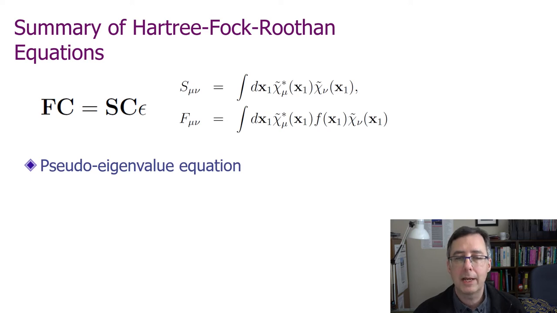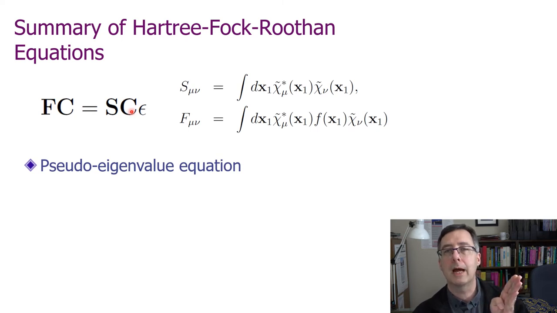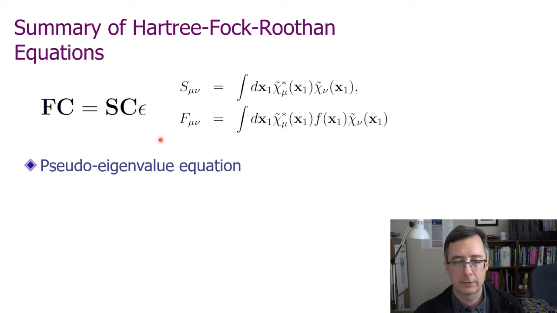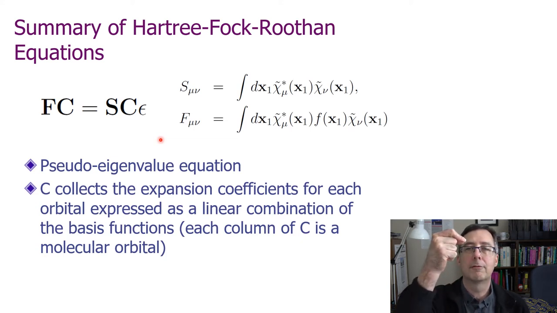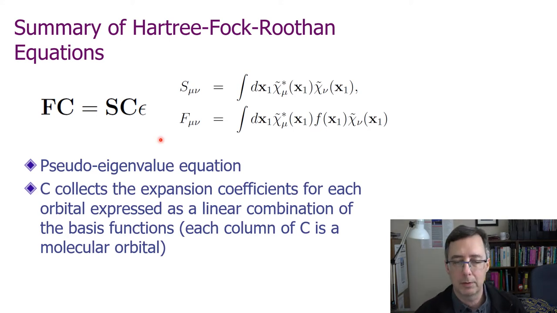Okay, so I get a pseudo eigenvalue equation. I'm basically trying to find the eigenvalues epsilon and the eigenvectors that go into the vectors of the C matrix, and those are my solutions. Now, if I have C, then that tells me what my orbitals are, because remember that each orbital chi I was just a linear combination of these basis functions, and the C matrix gives me that linear combination. So that solves for my orbitals, essentially, C, and then the epsilon gives me the orbital energies. So I think I just said that each column of C is a molecular orbital, and each element of that column tells me what fraction of each basis function goes into that orbital. Okay?